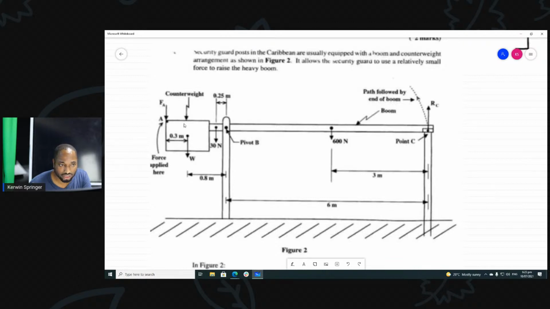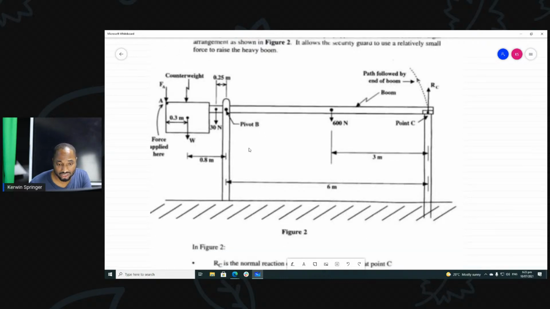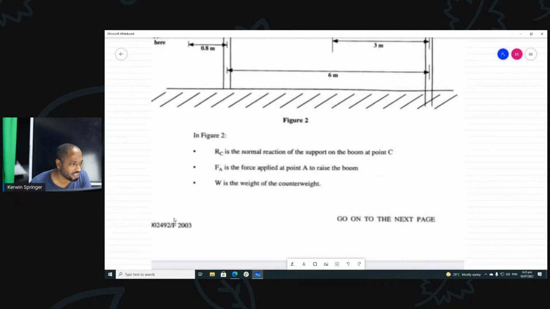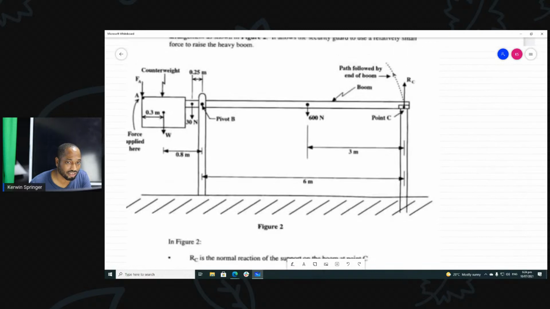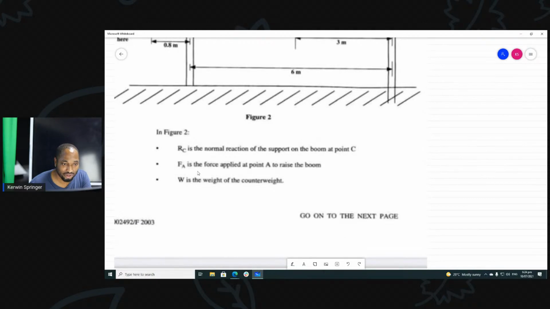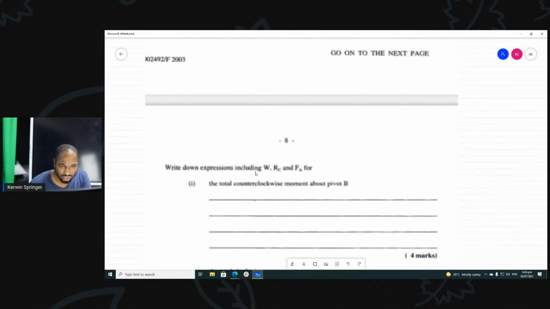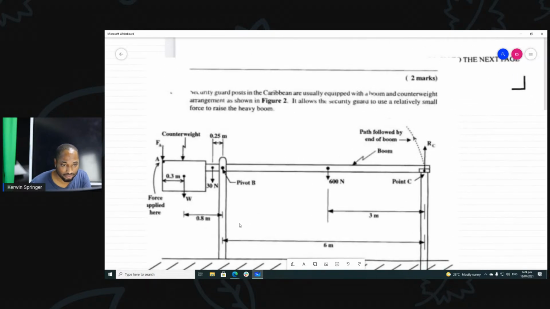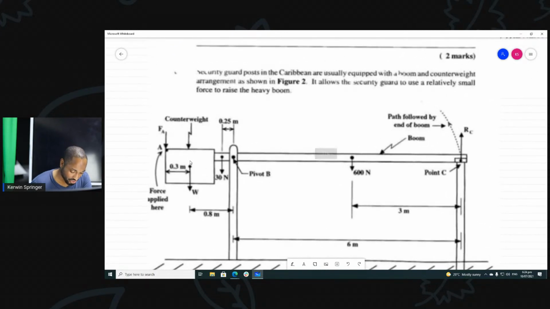Okay, so it's a wild question. It has a set of different things on it, including the 0.3 and that force there. This question is real crazy. This question came in 2003. They don't bring it that crazy again. Look at all of that. I see the normal reaction force. I don't really care to read none of those things. Write down the expression in W, including WRC and FA, for the total counterclockwise moments about pivot B. So I need to find everybody and gauge them up here. Wow, what a question.